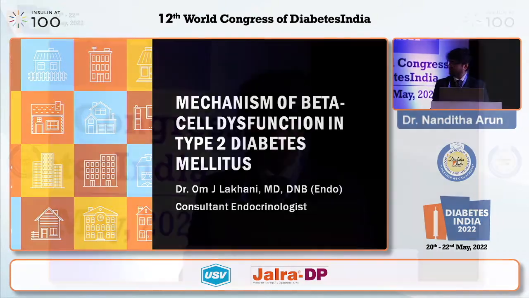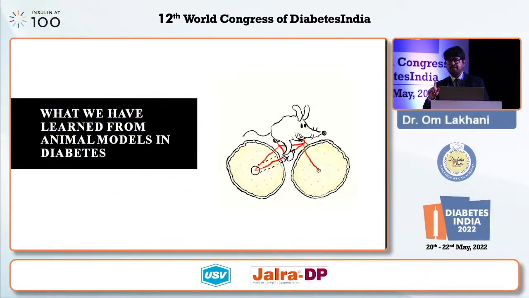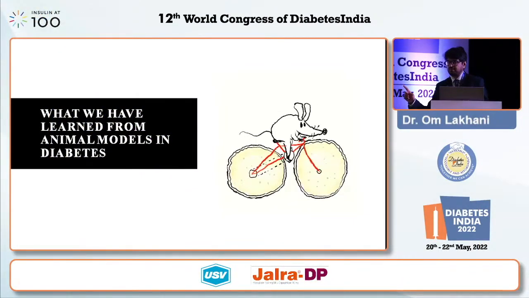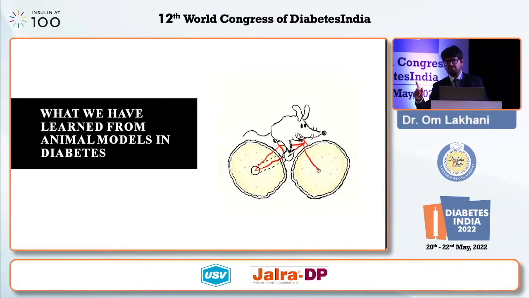So I'm going to talk to you about the mechanism of beta cell dysfunction in patients with type 2 diabetes mellitus. We always learn a lot from our animal models, right? And what have we learned from our animal model of diabetes? Let me take a step back. What's the difference between a pre-diabetic and a patient with type 2 diabetes? The difference really lies in the function of the beta cell. A pre-diabetic is perhaps as insulin resistant as a type 2 diabetic, but in a type 2 diabetic, the beta cell does not function as well as in a patient with pre-diabetes.